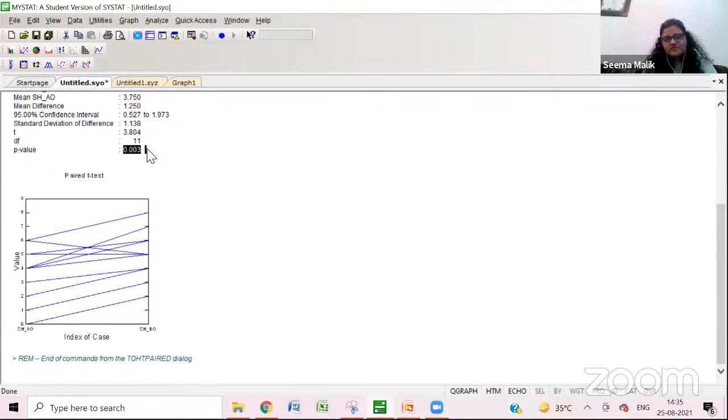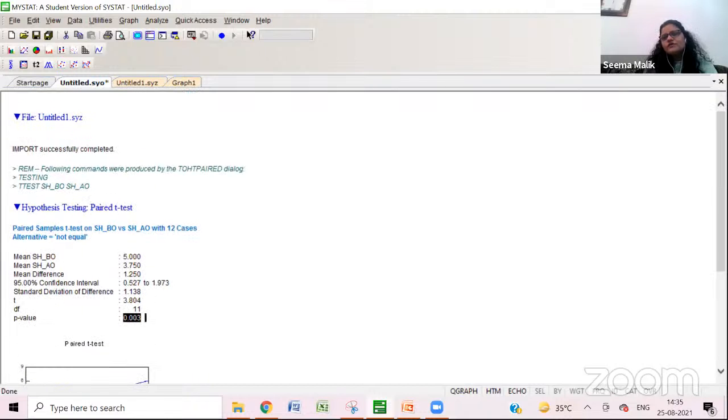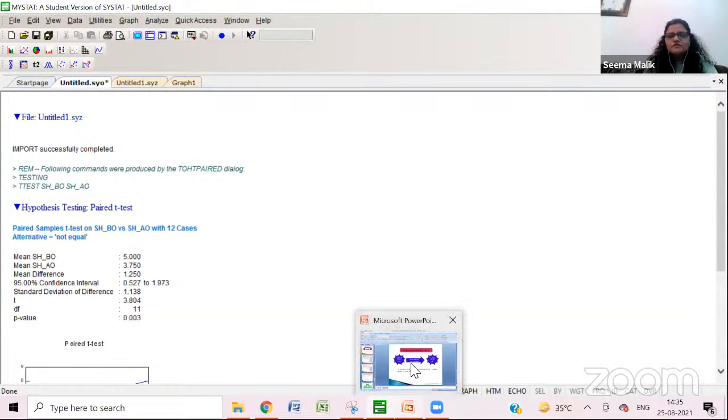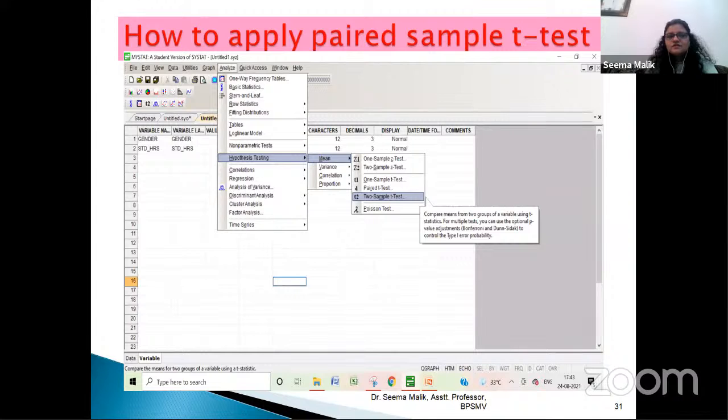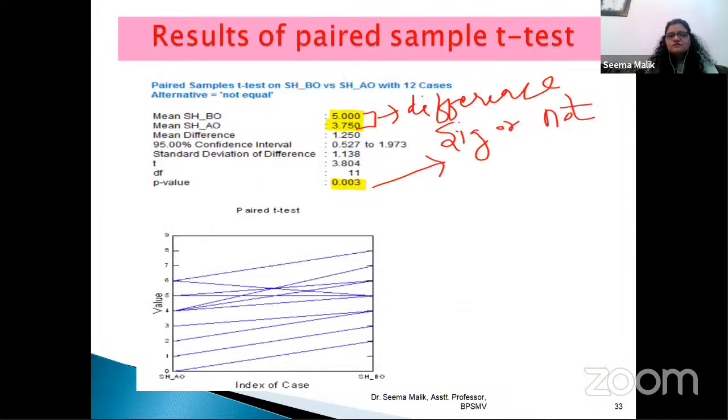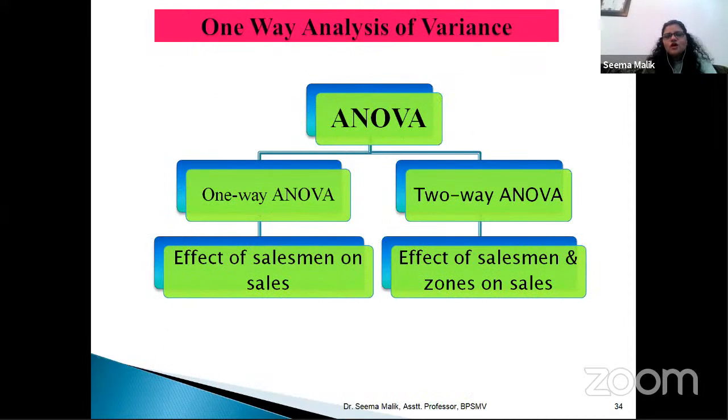So there is a difference between the study hours before and after the motivation lecture. This is the thing. You will report all these results in this way, and I have already written these results in my PPT. Everything is given over here. You will find it. These are the steps, and everything is written over here. Whether this difference is significant or not is indicated by the p value. Okay, so now we are moving further.